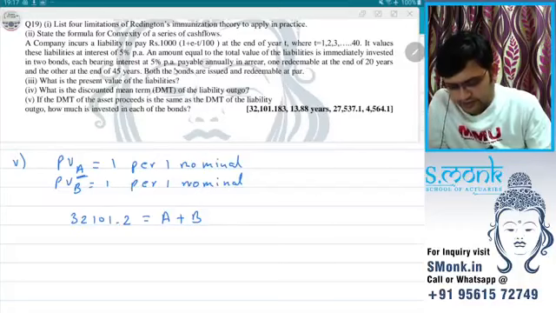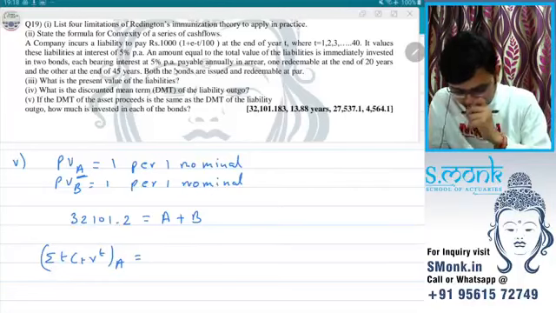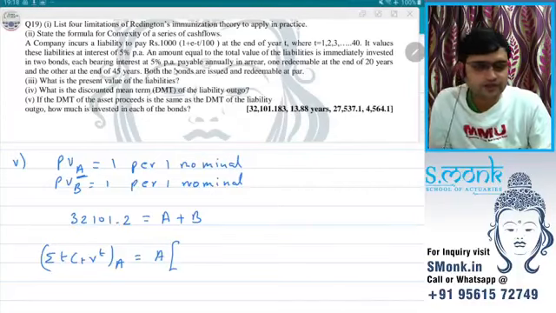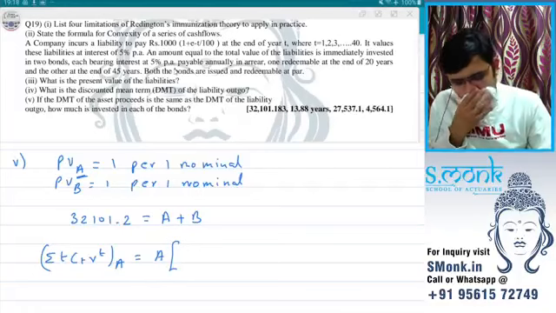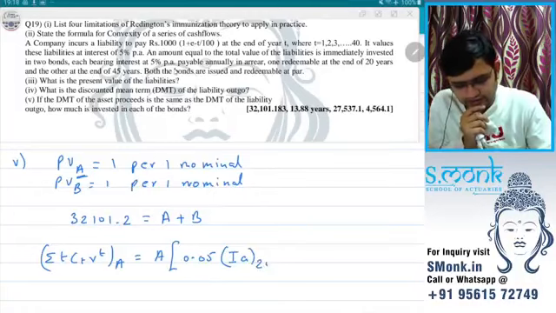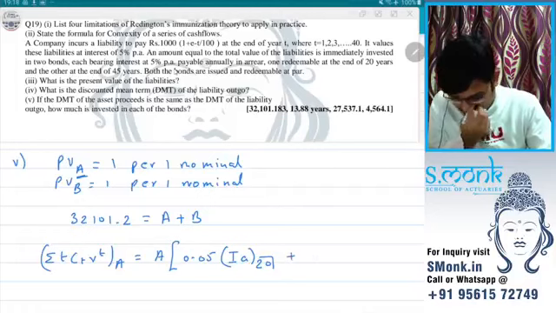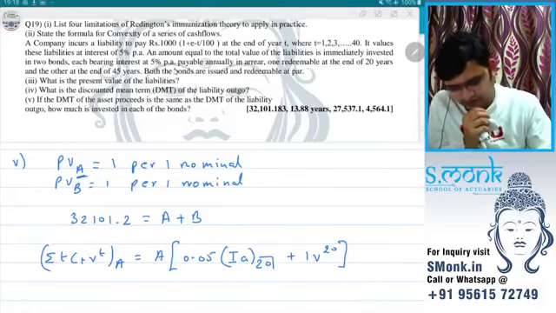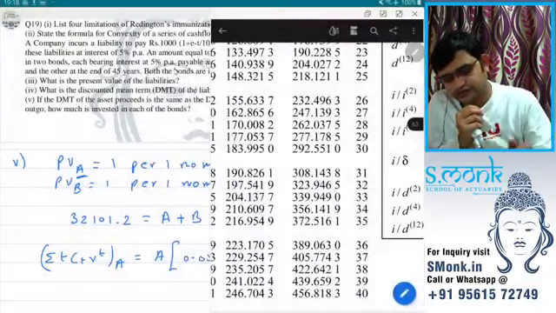And for DMT we will be calculating summation t Ct v raised to t for bond A. For this, A amount we bought, and if we are calculating per one nominal, say 0.05 coupons is what we'll get, IA for 20 years at 5%, everything is at 5%, plus 1 is the redemption value that we'll get, v raised to 20. We'll again directly take these values from the table book.